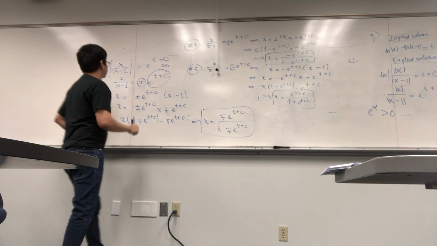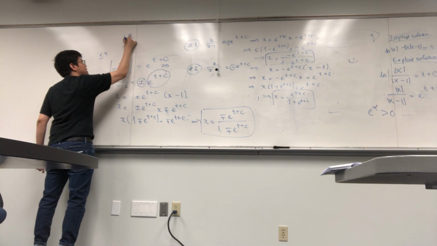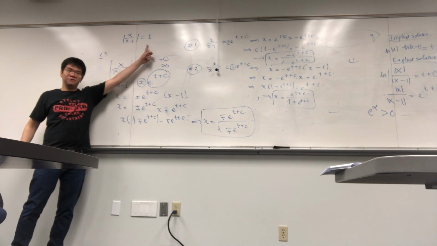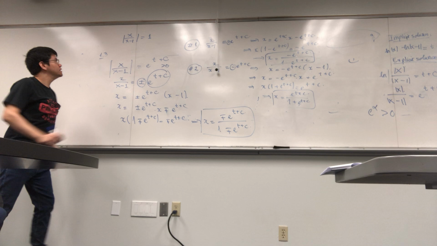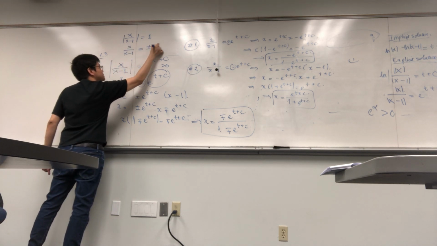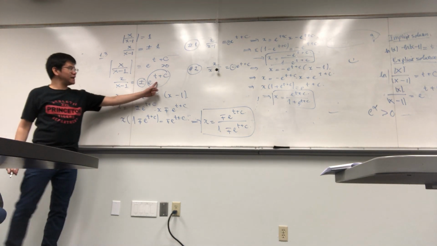right? So it is like this. x over x minus 1 is 1. 1 is a positive number, of course, because it's 1. So now x minus 1 can be plus or minus 1, right? So this guy is positive.